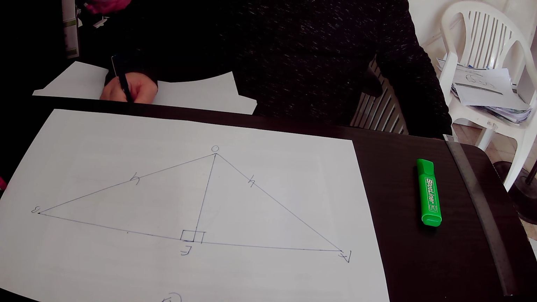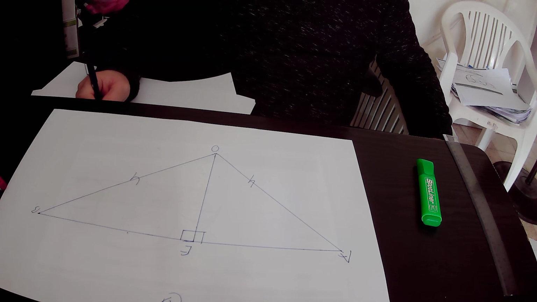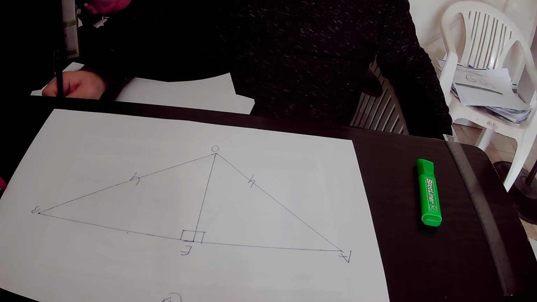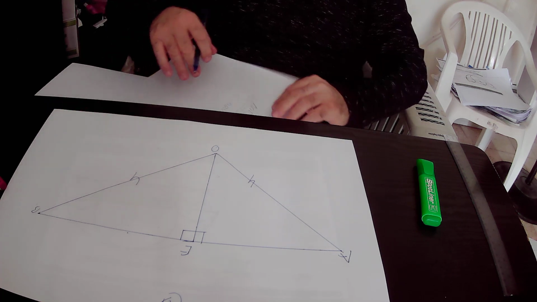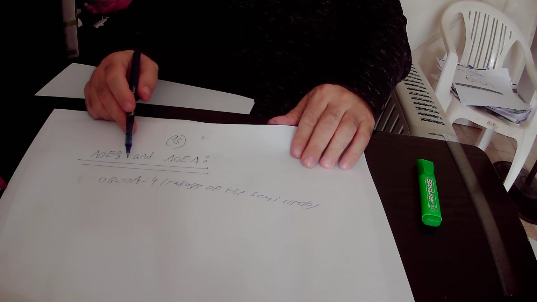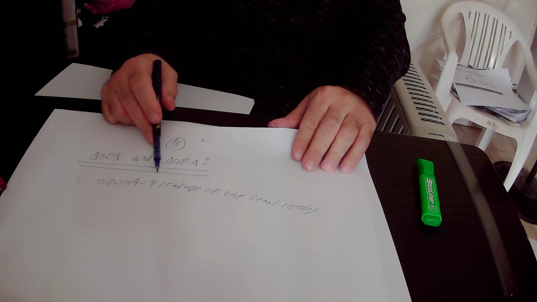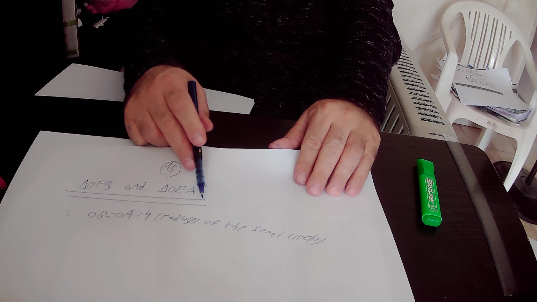They are the radiuses of the semicircle. Therefore, they are both equal to 4 units. I'll repeat again. OB equals OA equals 4 units because they are the radiuses of the semicircle.